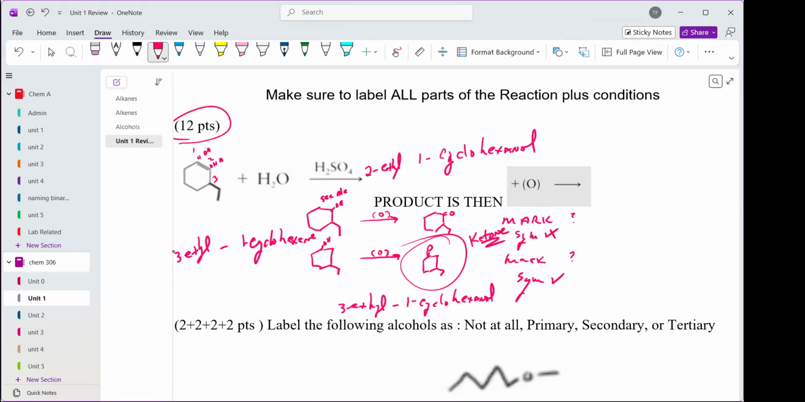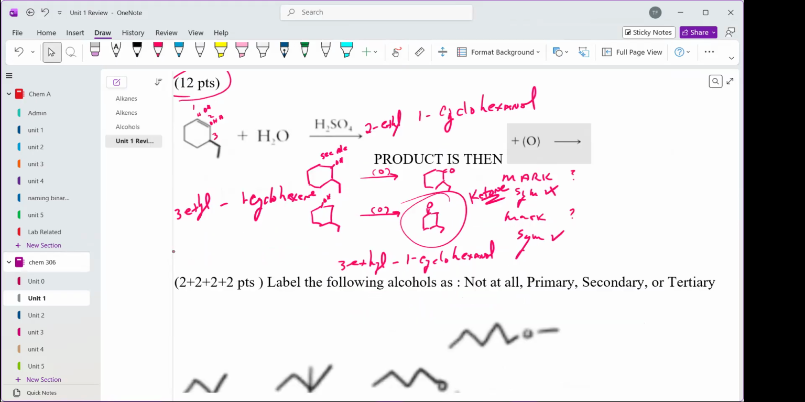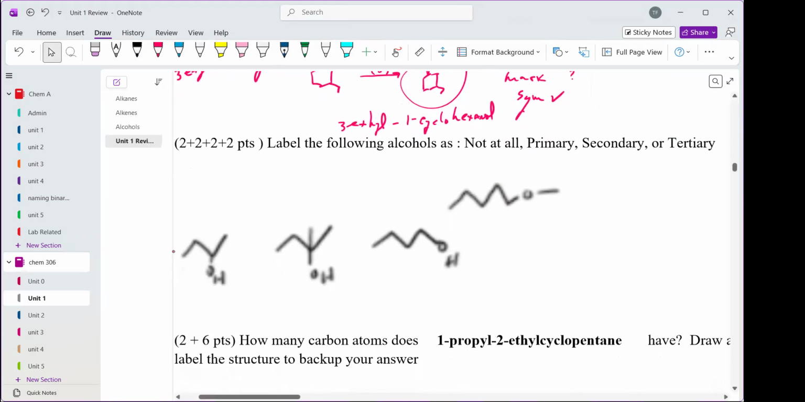And again, most people find reactions the hardest part of this class. FYI. Okay, so we're going to go through here and look at identifying the alcohols as primary, secondary, tertiary, or not at all.